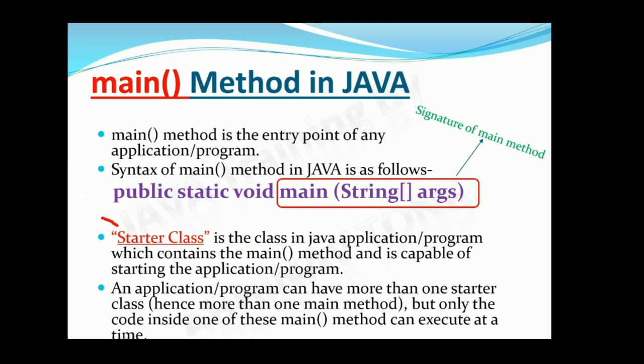So there is a term called starter class. The starter class is the class in a Java application which contains the main method and which is capable of starting the program. As I have already told you, in order to start your application, you should have a main method, and it is the entry point of your program. So the class which contains the main method is known as the starter class. An application or a program can have more than one main method, and hence we can say that an application can have more than one starter class, but at a time you can only execute one main method.